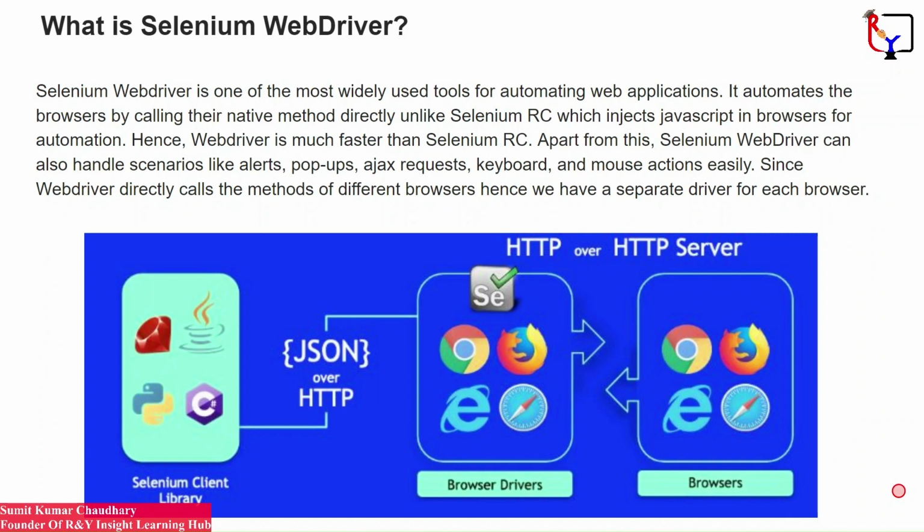So what is Selenium WebDriver? With the help of Selenium WebDriver, we can automate web applications. It is one of the most widely used tools for automating web applications. It automates the browser by calling its native methods directly, unlike Selenium RC, which injects JavaScript in browsers for automation. Hence, Selenium WebDriver is much faster than Selenium RC. Apart from this, it can also handle scenarios like alerts, pop-ups, AJAX requests, keyboard, and mouse actions easily.